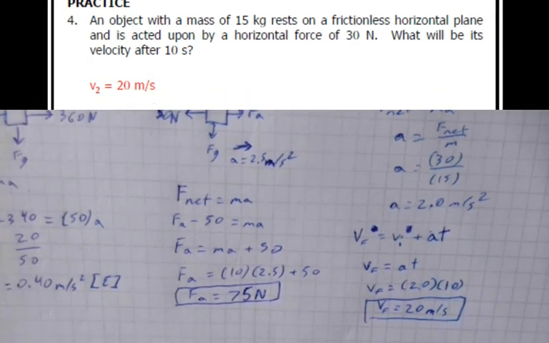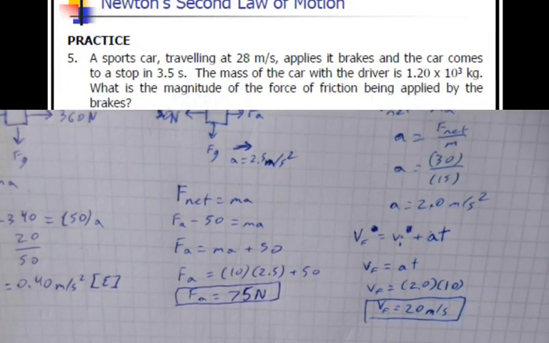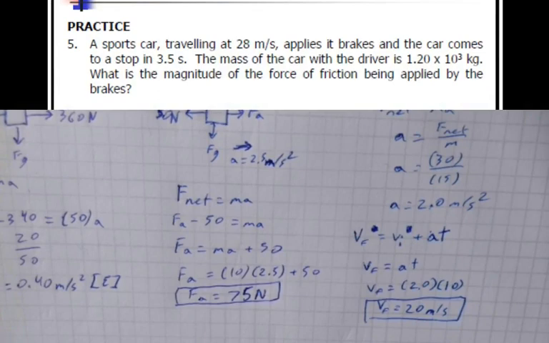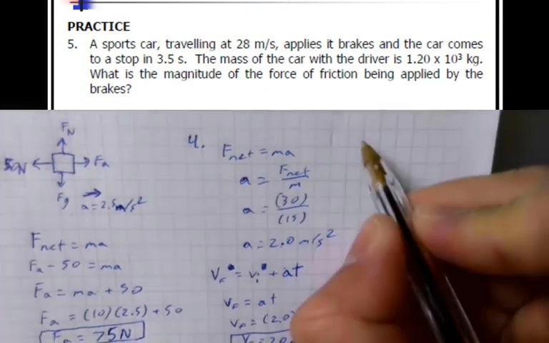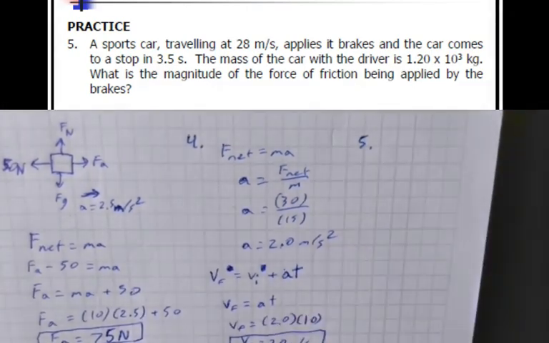Now, the last problem. We have a car traveling at, it says this car is traveling at 28 meters per second. It applies its brakes. The car comes to a stop in 3.5 seconds. The mass of the car and the driver is 1.20 times 10 to the power of 3, so that would be 1,200 kilograms. What is the magnitude of the force of friction being applied by the brakes?